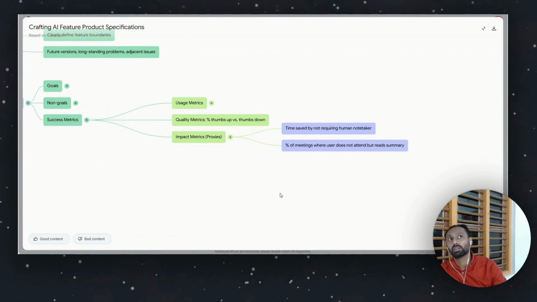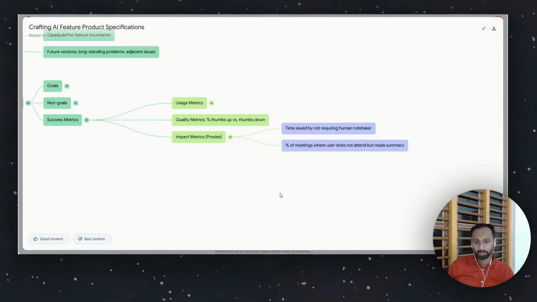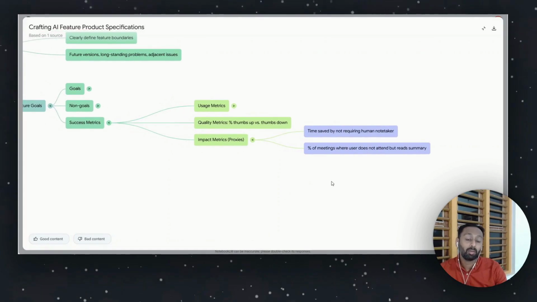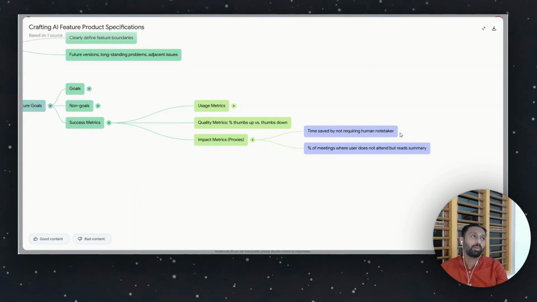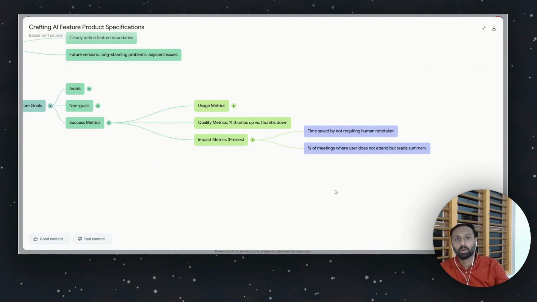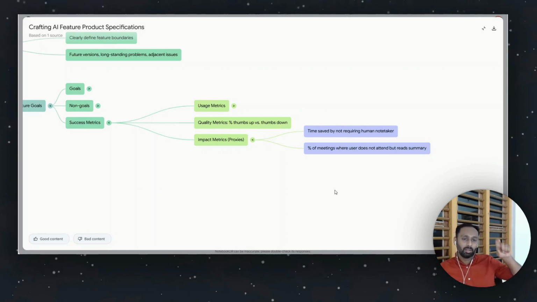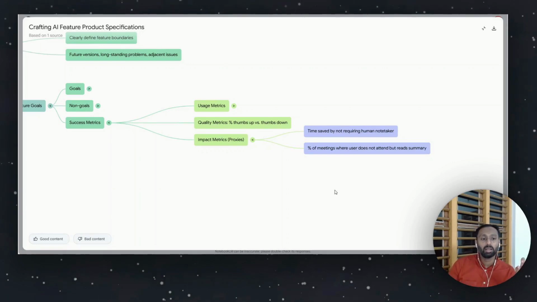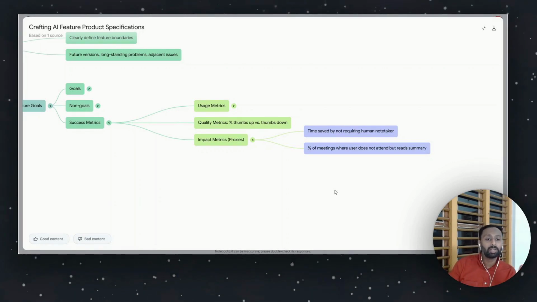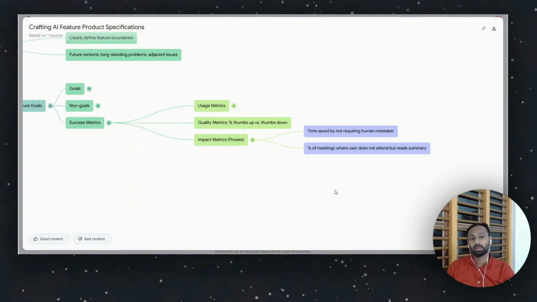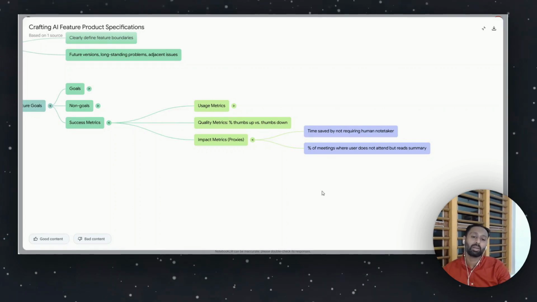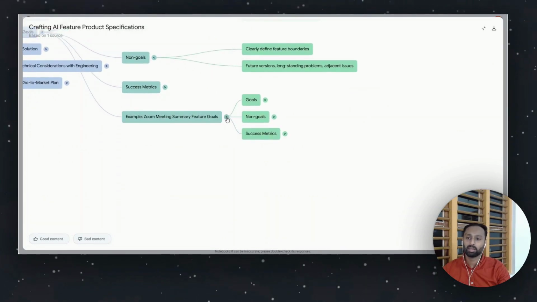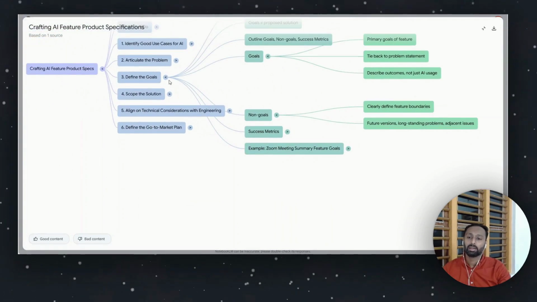Some of the other things are also the time saved, and how much time is saved by not requiring a human note taker. We can probably calculate it as this person's time saved or an additional resource's time saved, and it can also be the percentage of meetings where the user does not attend but reads the summary. So how many meetings where the person has not even attended. All these are success metrics you could think about. So write that down clearly and define those goals.